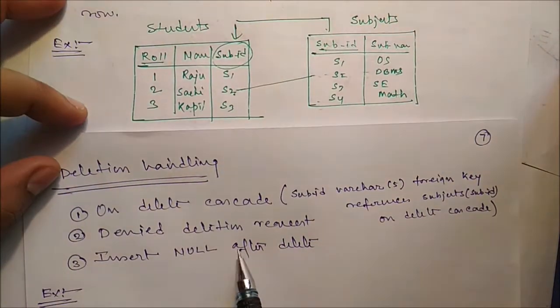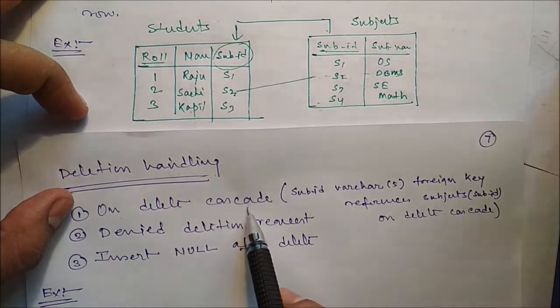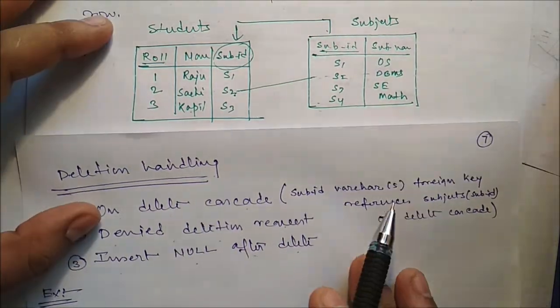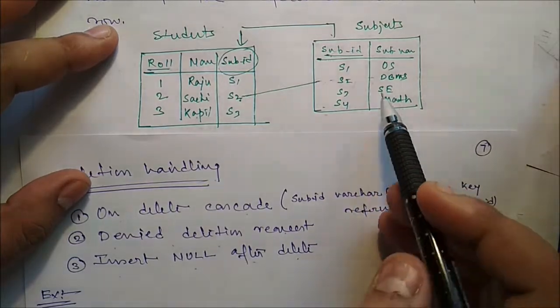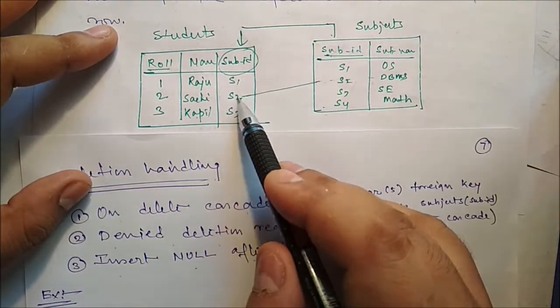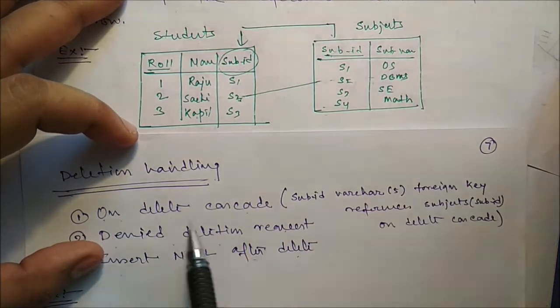Next we can say deletion handling. Now three cases are there: on delete cascade, denied deletion request, and insert null after delete. Now suppose we have seen that in a simple way, if you want to delete S2, we cannot delete because S2 is there in the foreign key. Now we can implement on delete cascade.